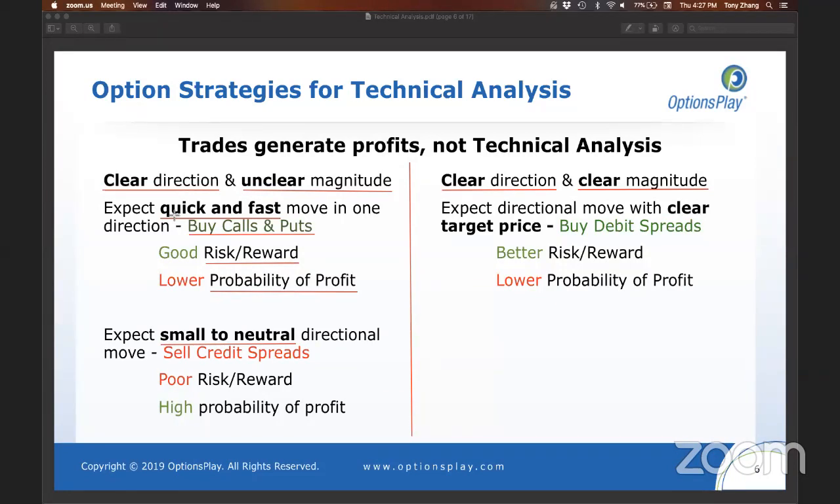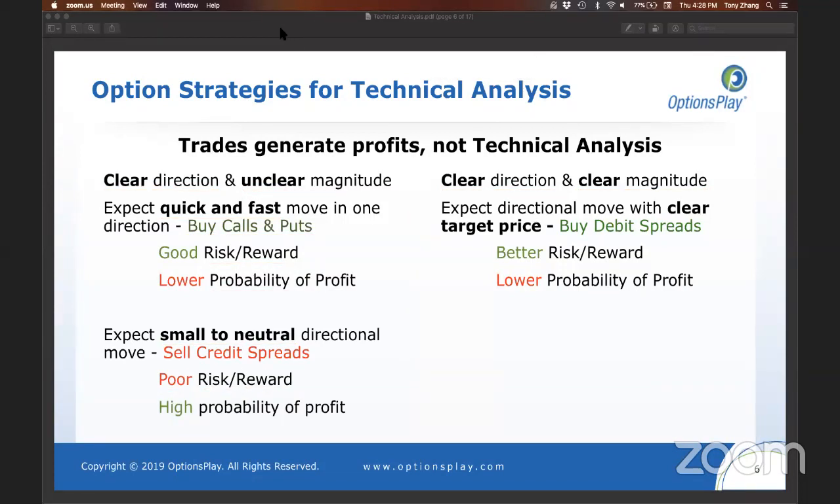And conversely, if you expect the move to be relatively slow or maybe neutral, you want to sell credit spreads. Now, credit spreads typically have much higher probability of profit, but the trade-off for that is they typically have poor risk to reward. So those are the different strategies that you would use if you have a clear sense for direction, but an unclear sense for magnitude.